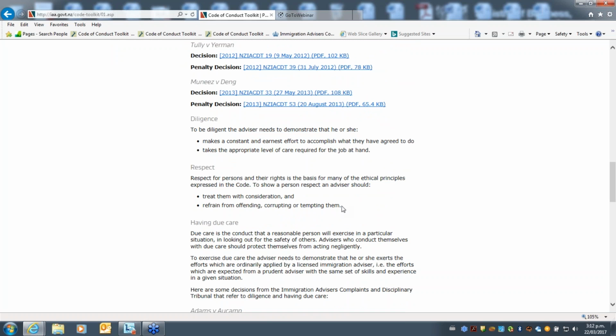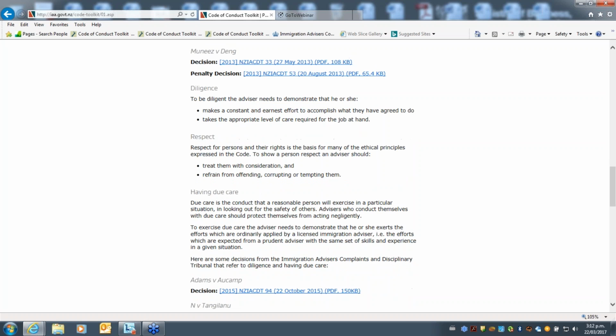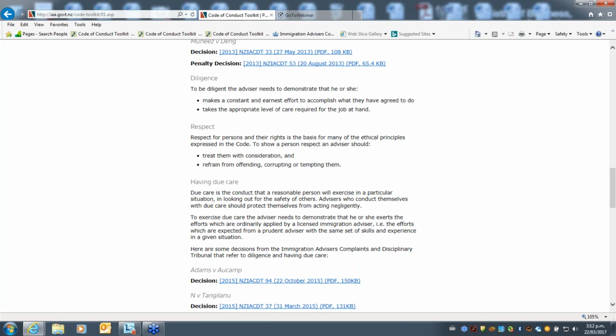So being diligent is also covered here, and I guess this is really about turning your mind to the things that need to be turned to in the work that you're doing, to make a genuine effort to do the work that you've done to a professional standard. We've also got respect in here, and I think it's very important that licensed advisors are being respectful to the clients that they are dealing with, and also to the organisations that they are dealing with.